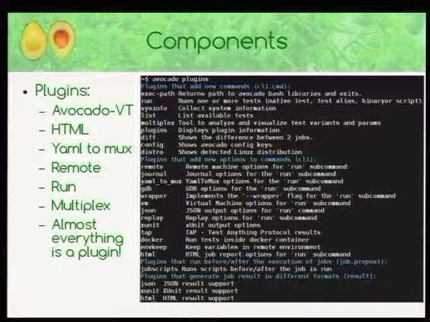Some other components. Another important part of Avocado are the plugins. We have a bunch of them. Almost everything in Avocado is a plugin. We have Avocado VT plugin, which is a wrapper plugin to run the virt tests that were used in virt tests and autotest before, to run them inside Avocado. We have HTML plugin, remote run, a bunch of them. Avocado is modular, so you can create plugins for almost everything. So you can plug them in Avocado and use it.